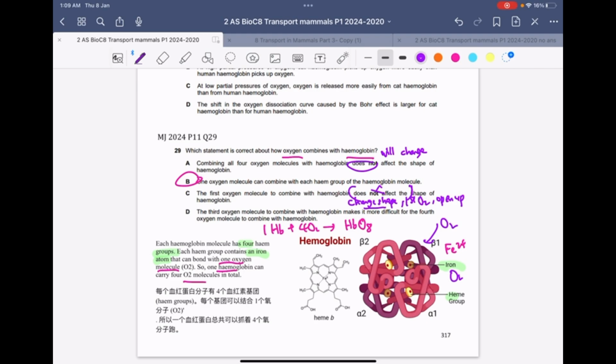And then for the third oxygen molecule combining makes it more difficult. This is incorrect, okay? It doesn't become more difficult, it becomes easier. So this is due to what? This is due to cooperative binding. So the first, second, and third oxygen molecules make it easier for the next oxygen molecule to combine with the heme groups.